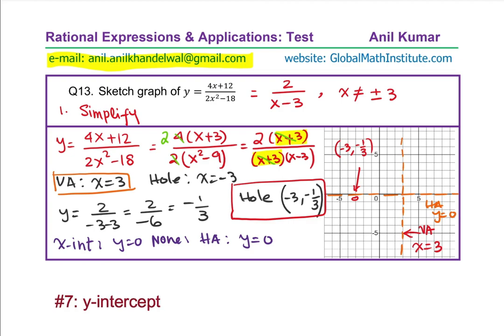Now let's find the y-intercept. The y-intercept is when x equals 0. So we have y equals 2 over 0 minus 3, which is minus 2 over 3. So the y-intercept is minus 2 over 3, somewhere there, right? Somewhere there. That helps us to sketch the graph.